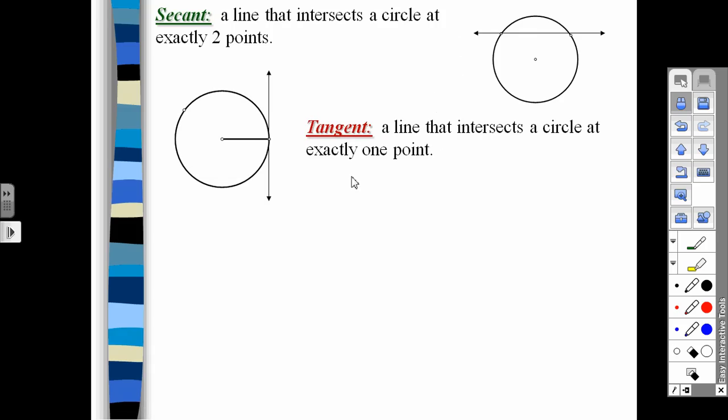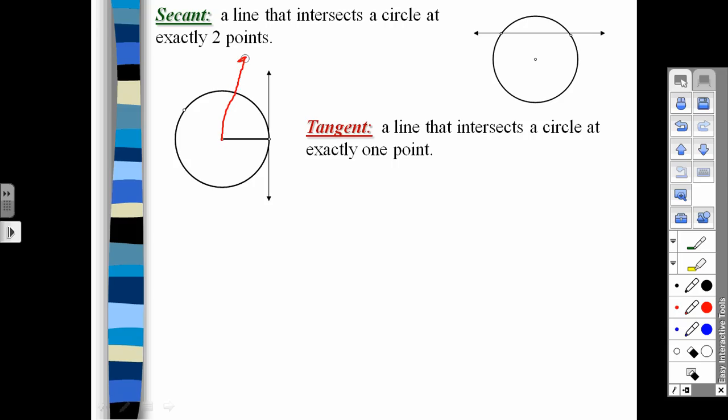The next definition is the tangent line, and that is a line that intersects a circle at exactly 1 point. So it has to be a line that is completely outside of the circle and only touches the circle at this 1 point.